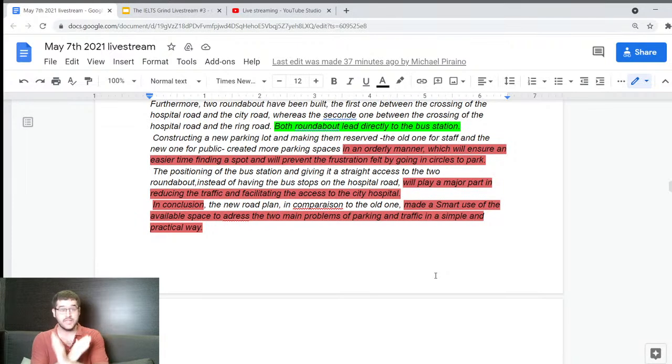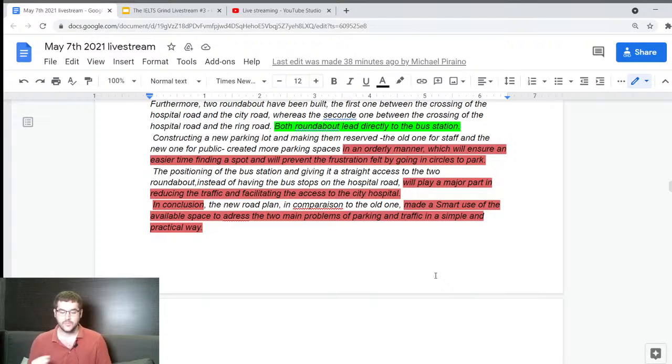It should not be here because this is explaining why the parking spaces were added. You should never explain anything in task 1, even if you know that is not the point of this essay. Your job is to describe only what you can see. Because we can't see this, because it's not stated in the graphic, we cannot use it. So this really hurt him.